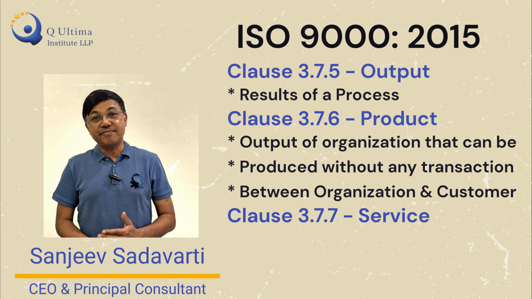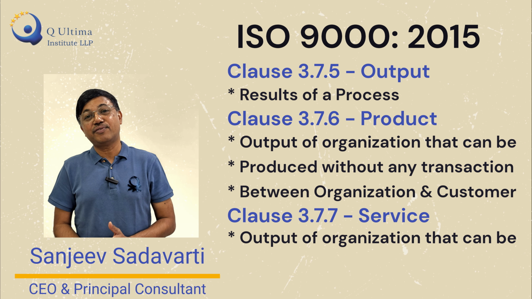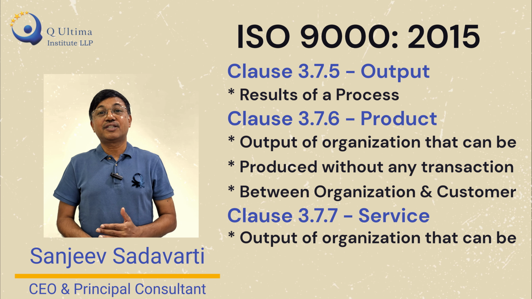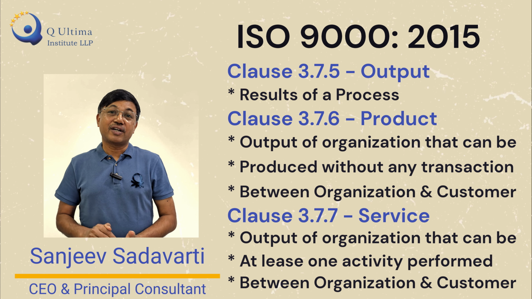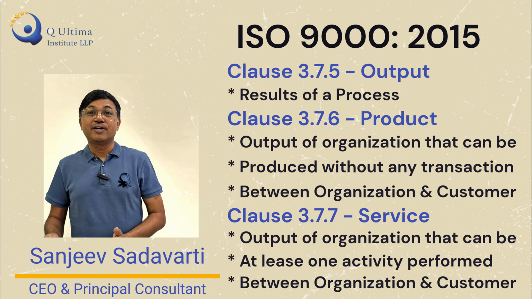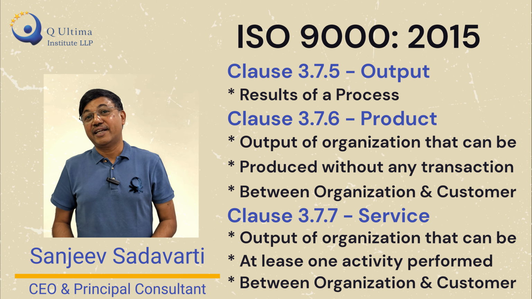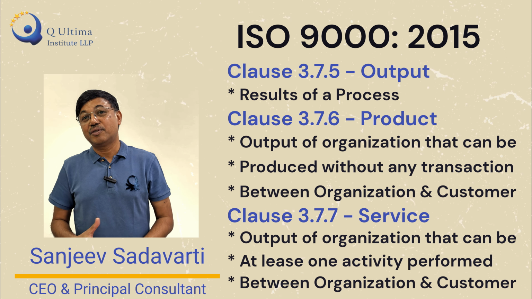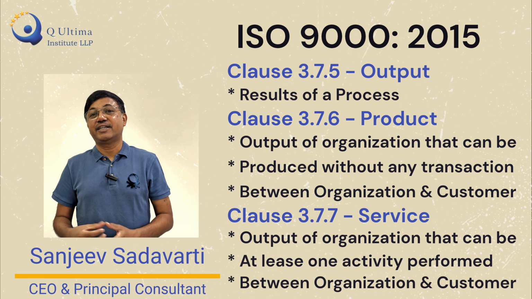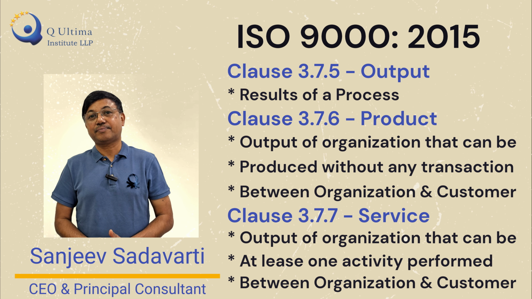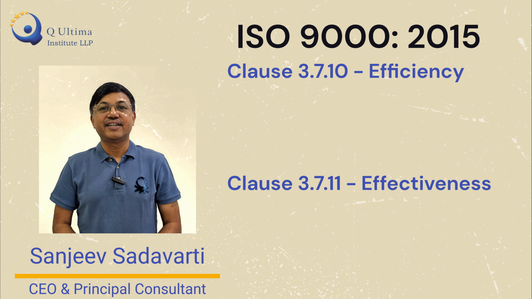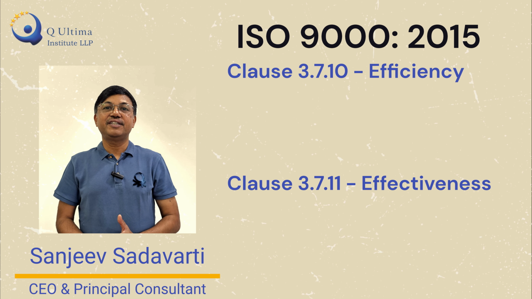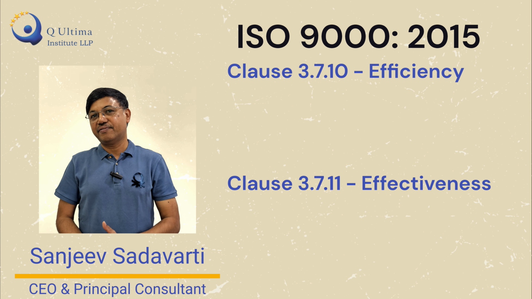On the other hand, service is again an output of the organization which needs at least one activity to be performed between the organization and the customer to be realized. So you cannot do a service without at least one activity between the organization and the customer. Clauses 3.7.10 and 3.7.11 define the terms efficiency and effectiveness respectively.